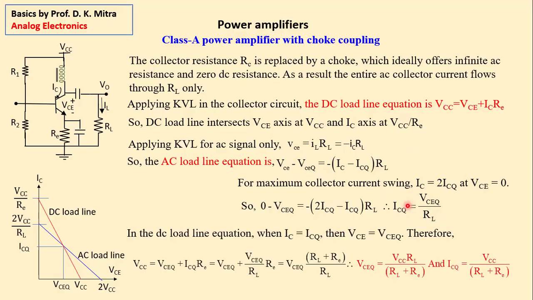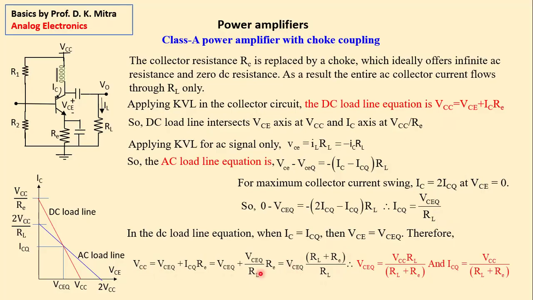Now, putting this value of ICQ in this DC load line equation, what do we get? VCC is equal to VCE plus ICQ RE. In that case, VCE becomes VCEQ. So this is equal to VCEQ plus, now ICQ is equal to VCEQ by RL. So it is VCEQ multiplied by RL plus RE by RL. So what do we get?